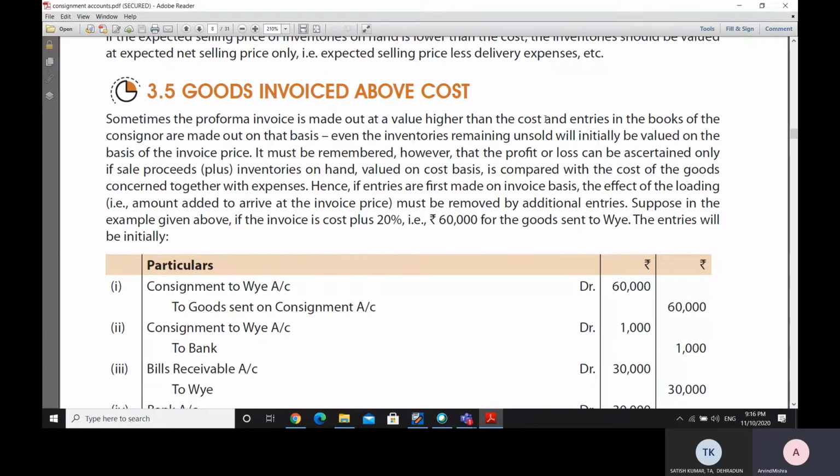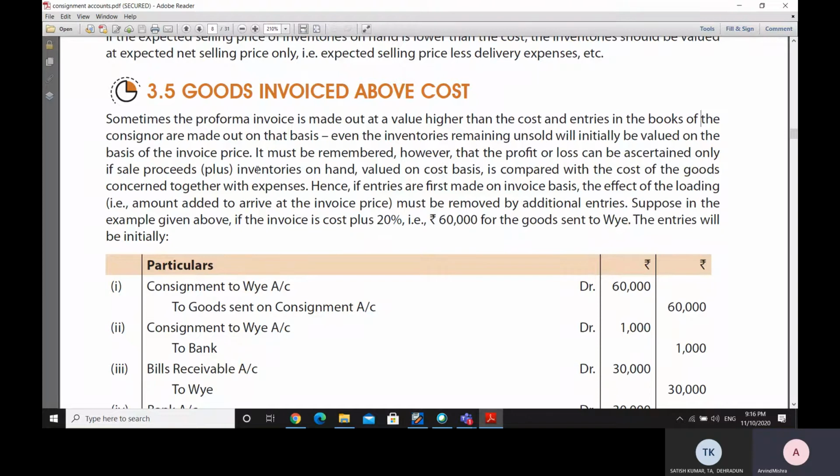and the items which are sent are valued at higher than the cost in the pro forma invoice, and entries are made in the books of accounts on that basis. Even the inventories which are remaining unsold will initially be valued on the basis of the invoice price itself, the pro forma invoice price itself. Of course, later on their value will be different because at the end of the year, the cost or the realizable value at the end of the year will be taken.